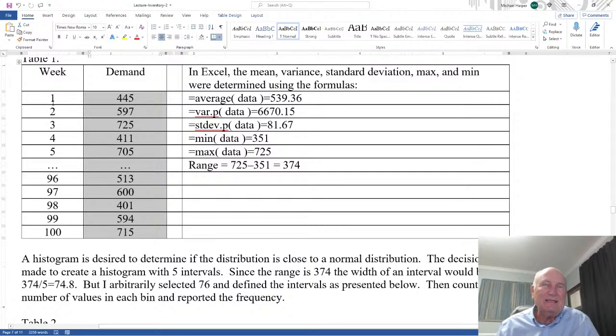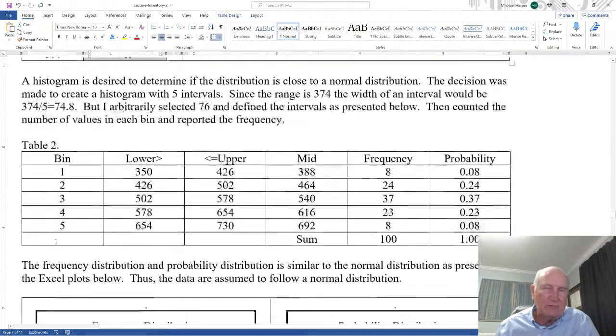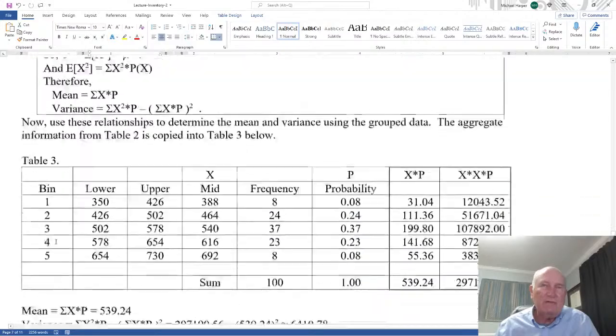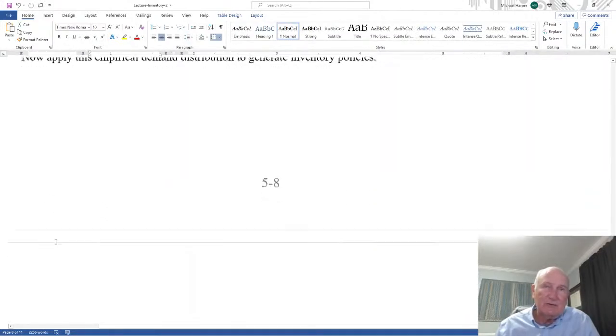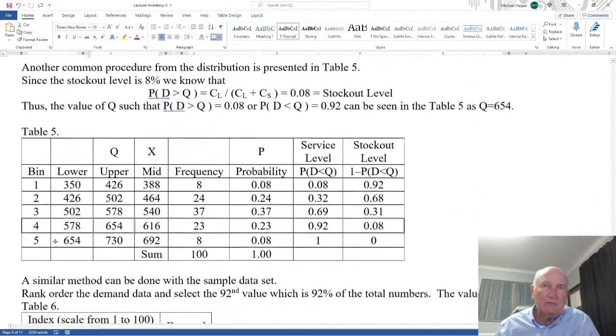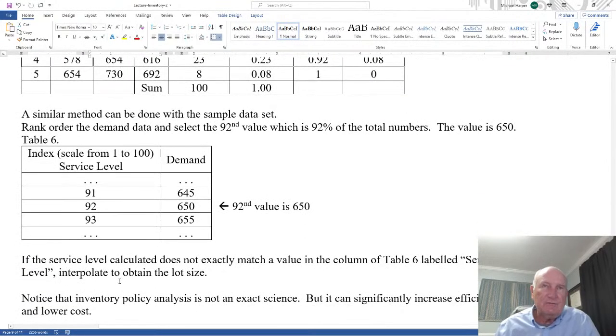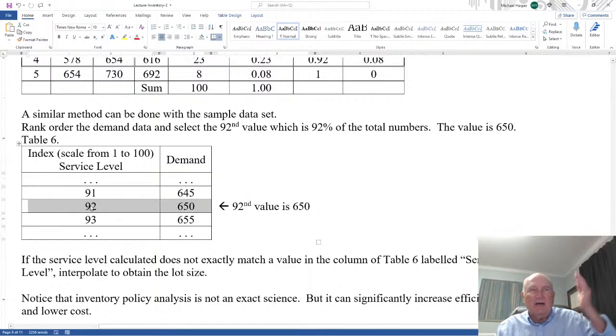Then over here I had an index that went 1 to 100. Now, if you have numbers that are more than 100 or less than 100 or not 100, in other words, what you do is you divide through by the total to get an index so that you have a scale from 1 to 100. Now notice the 92nd value then turns out to be 92% of my distribution is 650. So notice the value then of the 92nd number is 650.